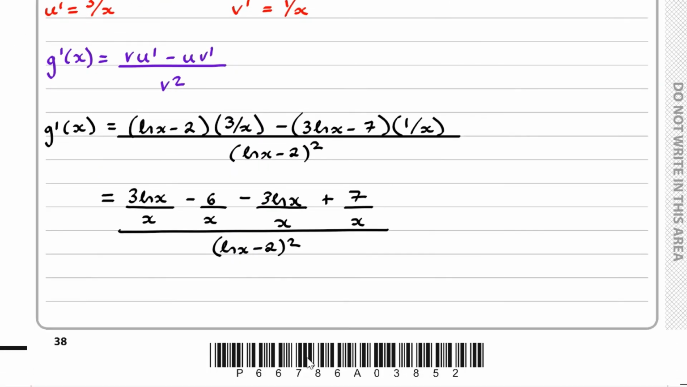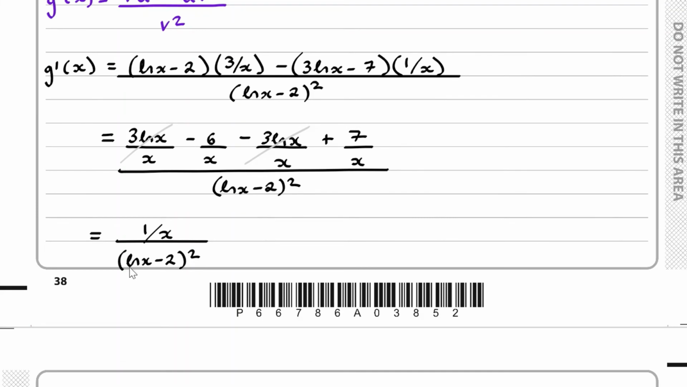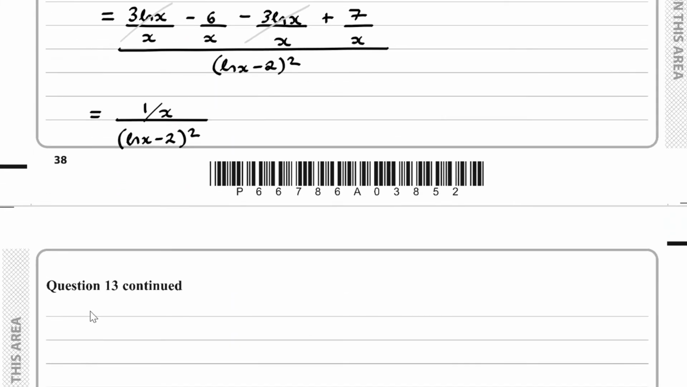So if we simplify on the top, you can see here, this term and this term cancel out. Minus 6 over x plus 7 over x, that's just 1 over x. And on the bottom, we've got the natural log of x minus 2 all squared. And if we bring this x to the denominator, we've got 1 over x times the natural log of x minus 2 all squared.